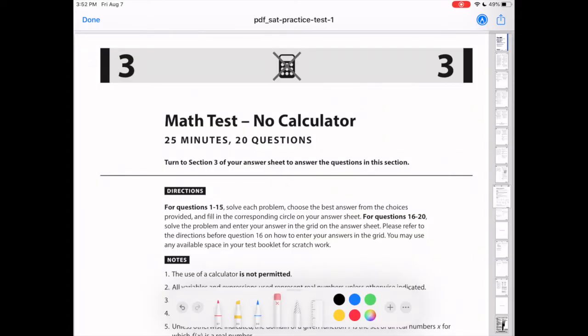Alrighty, so let's do the test. You can find this on the College Board website or linked in the description below. Print it out and get prepared.